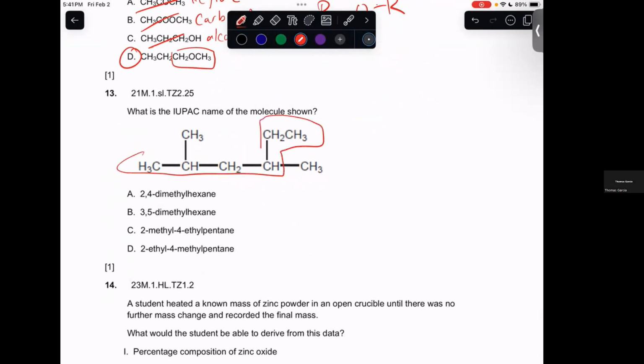Oh, it tricks us. We go up here because we have 2 carbons. So that's going to be 1, 2, 3, 4, 5, 6. This is also going to be a hex. It's going to be a hexane because they're all single bonds. So now we just have to figure out the counting.